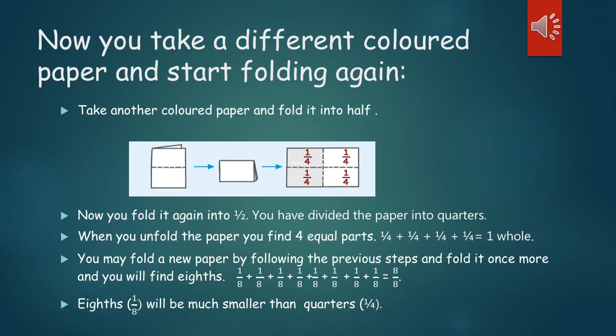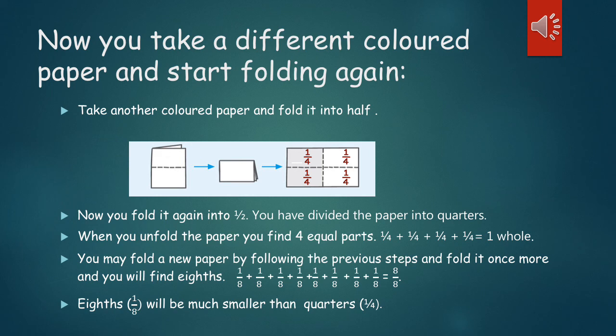Now you take a different colored paper and start folding again. Take another colored paper and fold it into half. Now you fold it again into half. You have divided the paper into quarters. When you unfold the paper, you find 4 equal parts. 1/4 plus 1/4 plus 1/4 plus 1/4 equals 1 whole.